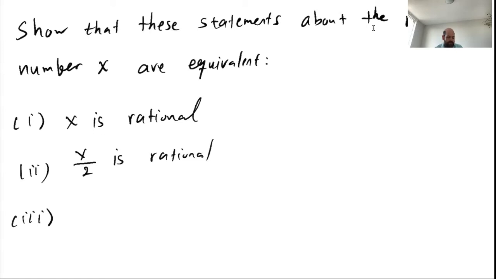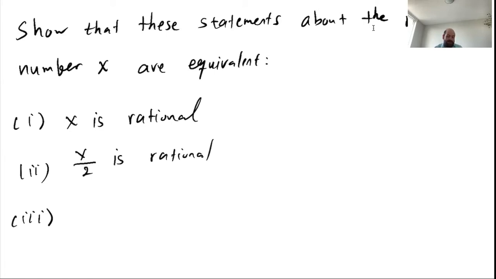Okay, so again, we want to prove equivalence of three statements. So the standard approach is going to be 1 implies 2, 2 implies 3, 3 implies 1. So that's very easy. So let's say proof: 1 implies 2. So suppose that x is rational, means x belongs to Q, right?